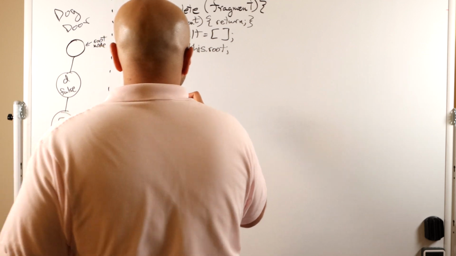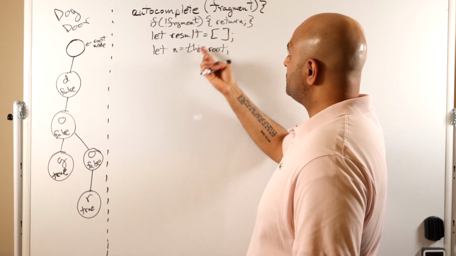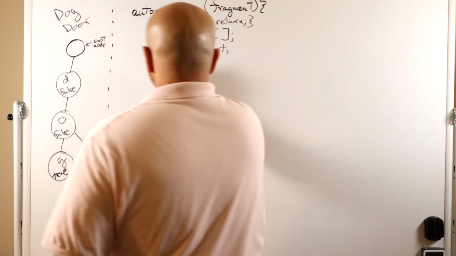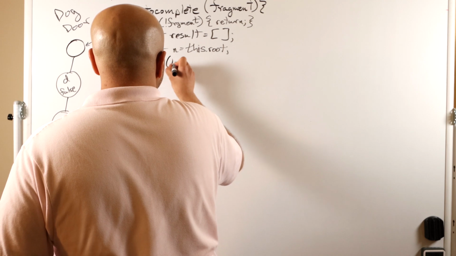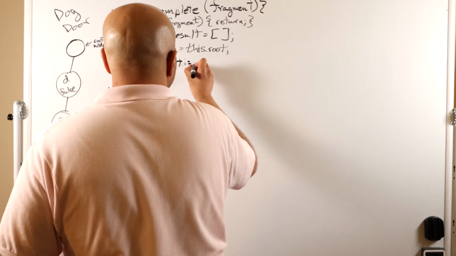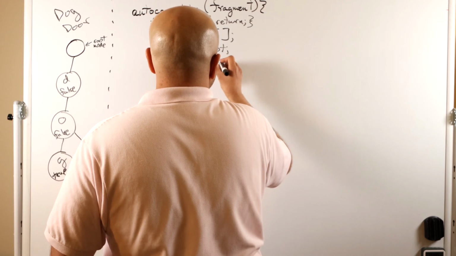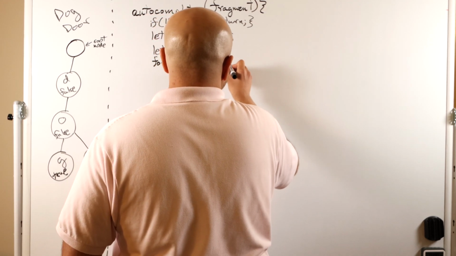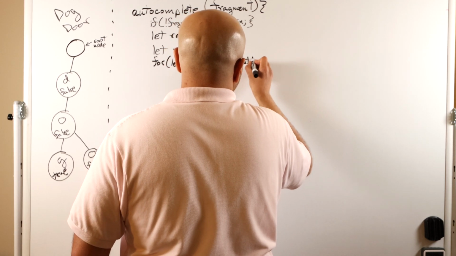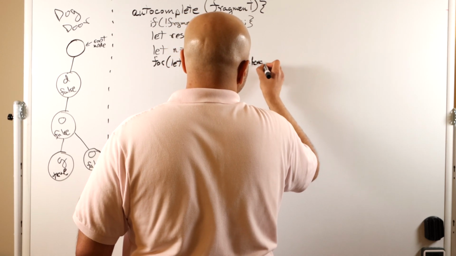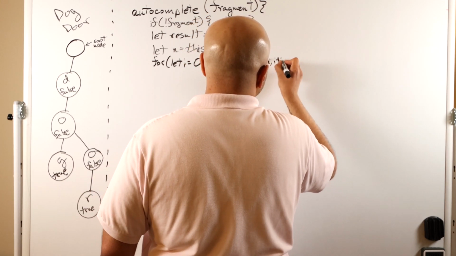All right, so what we're going to want to do, now that we have our reference to our root, is we're going to want to walk through the entire fragment. So like before, we'll do a for loop. Say for let i equals 0, i is less than fragment.length, and then i++.